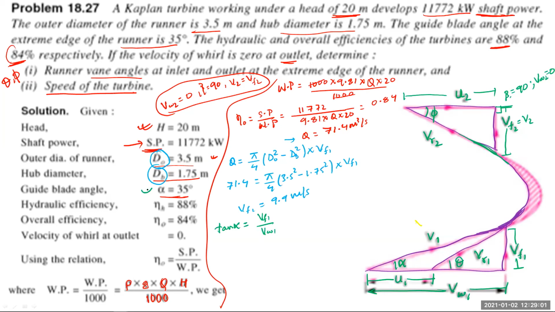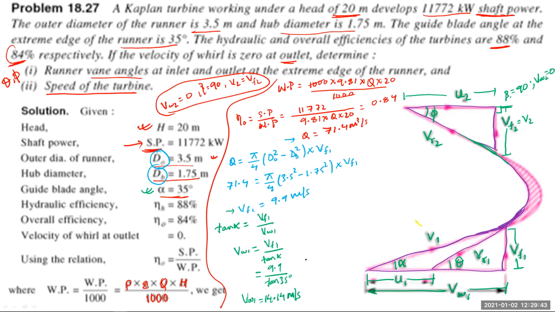Alpha is given to you as 35 degrees. VF1 you have calculated from here. So from here you can get VW1 equals VF1 upon tan alpha. VF1 is 9.9, and alpha is 35 degrees. What value are you getting for VW1? Do the calculation, 9.9 divided by tan 35. You will get 14.14 meter per second.